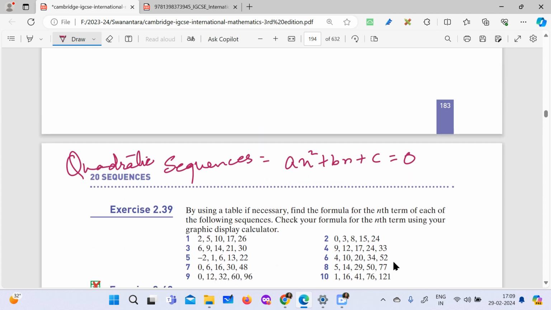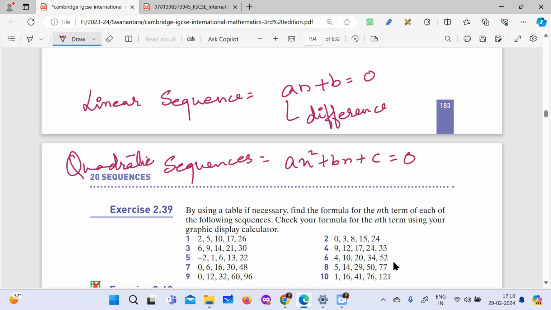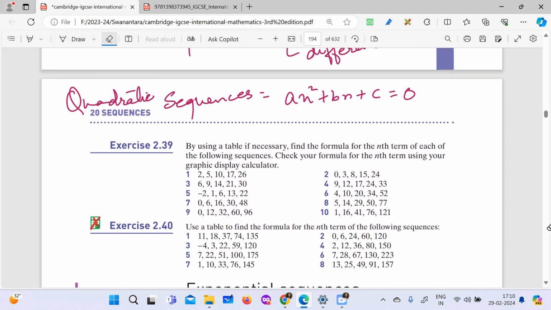So in the previous session you learned about the linear sequence. You remember? Yes. So a linear sequence is an plus b, where a is the difference between the terms, n is the position, and b is the constant. So the constant b decides our first term of the sequence, right? Now we have the quadratic sequence, where the standard form is an square plus bn plus c, equal to c. That's it, not equal to 0.